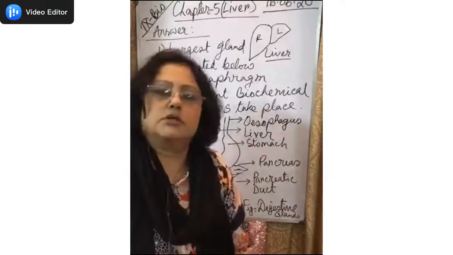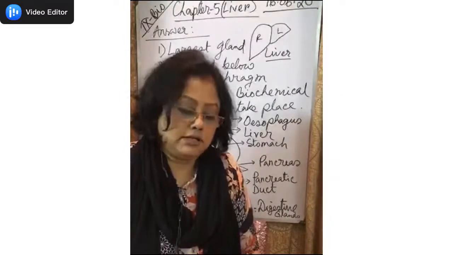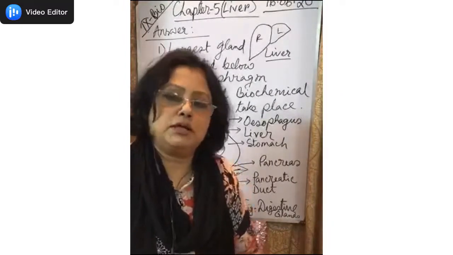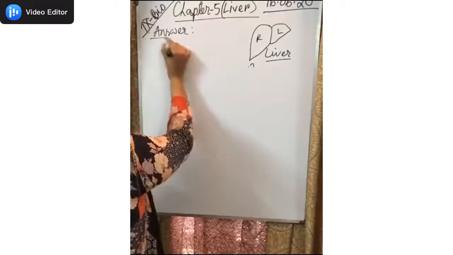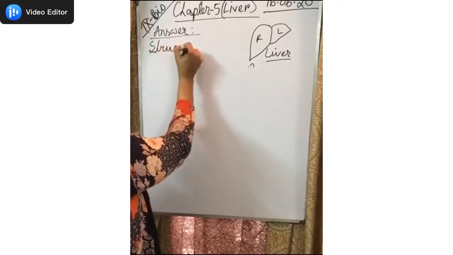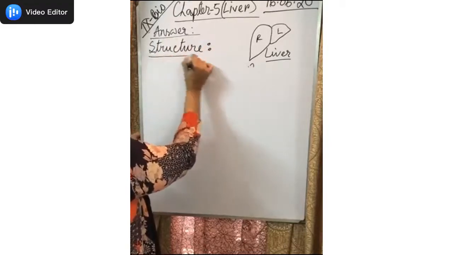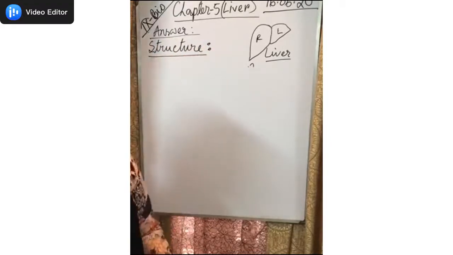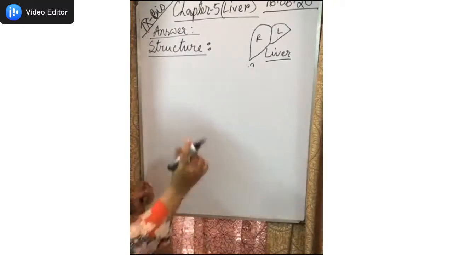Next, we are going to write about the structure of the liver, in a very simple way, in points. I am going to write all the points of structure. Clear? Structure. Number 1.